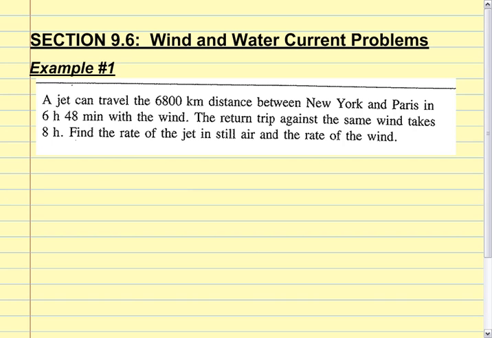Alright guys, section 9.6, wind and water current problems. Any of you who have ridden a bike or run or walk, which means all of you, know that when you're going with the wind, you can go a lot faster than when you're going against the wind. There are really two things at work: there's you pedaling or swimming or running or walking, that's your rate. And then there's the rate of the wind, and either it gets added to your rate or it gets taken away from your rate.